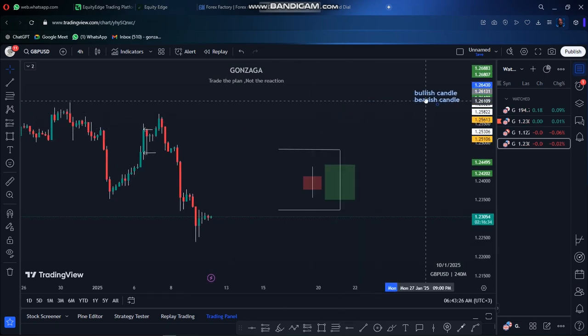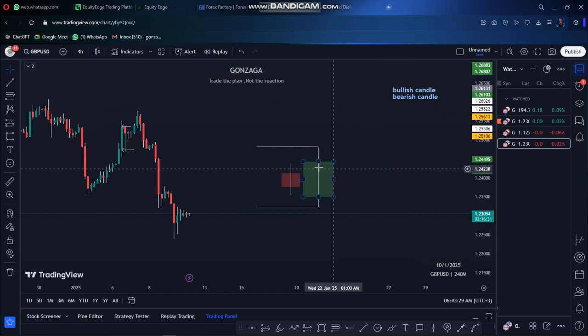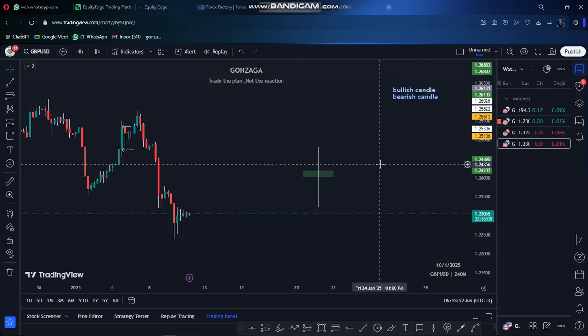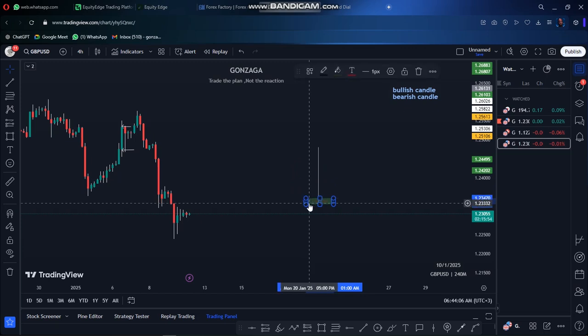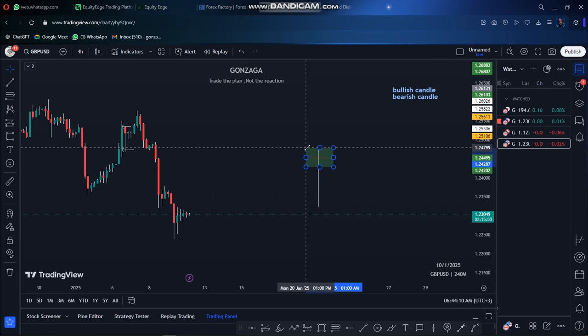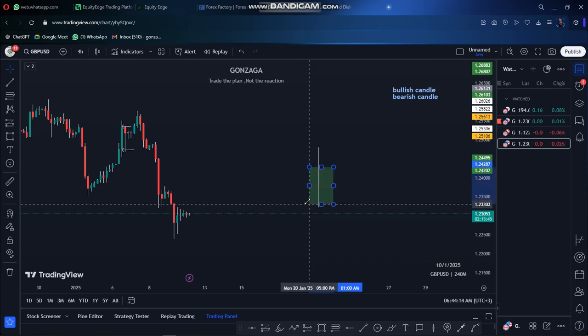Actually, before I talk about the doji, how does the doji print? The doji just prints like this. Let me say this is the market. The market has opened from here, actually in the middle. The market first went up and left a wick, then it went down, then it came back and left a wick.